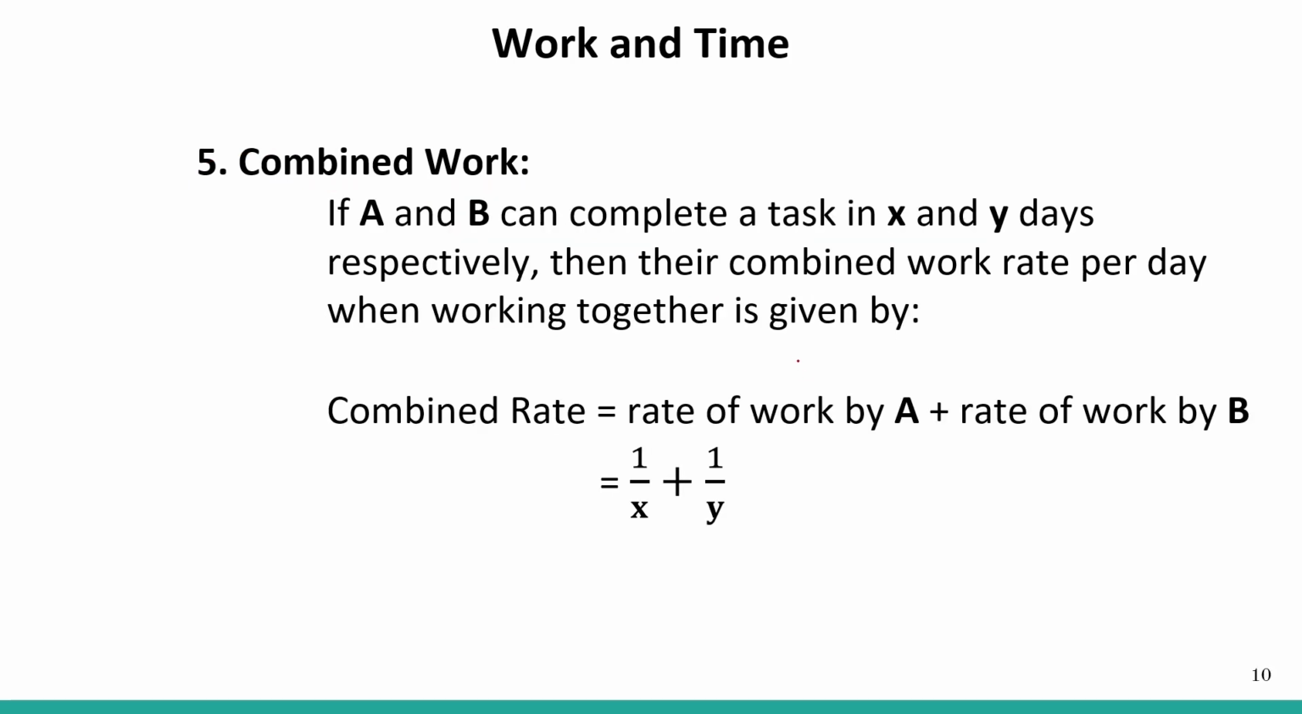So let's see how. If A and B can complete a task in X and Y days respectively, then their combined work rate per day when working together is given by 1 by X plus 1 by Y. So combined rate is equal to rate of work by A plus rate of work by B. So rate of work by A is equal to 1 by X and rate of work by B is equal to 1 by Y.